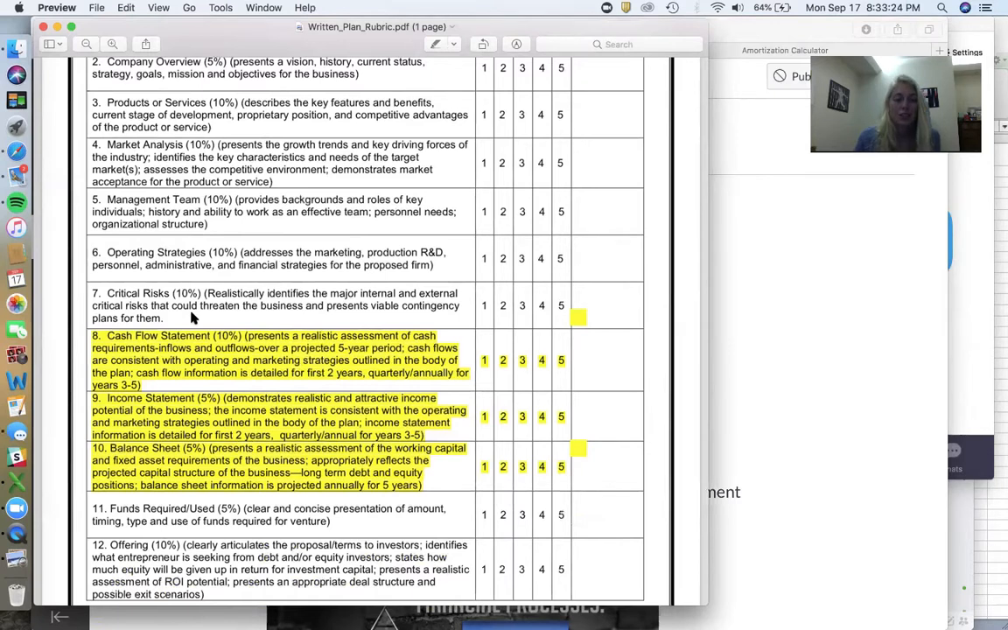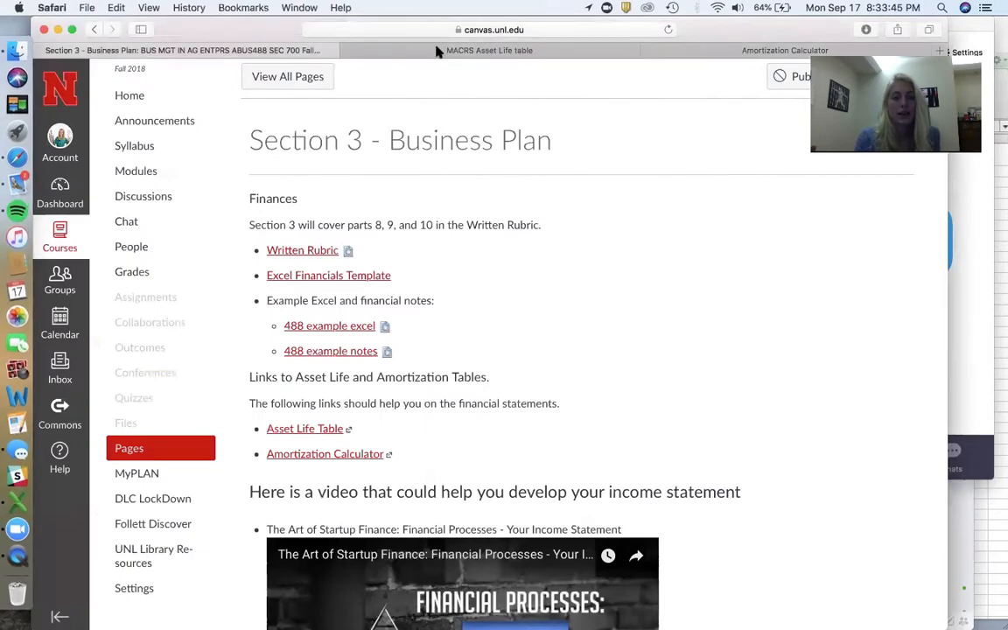The balance sheet, again, needs to correspond with the other 2 statements and have a capital structure of the business projected and have long-term debt and equity positions well outlined. And this only needs to be annually for 3 years, okay? So with that, let's dive into our template you will be working with.